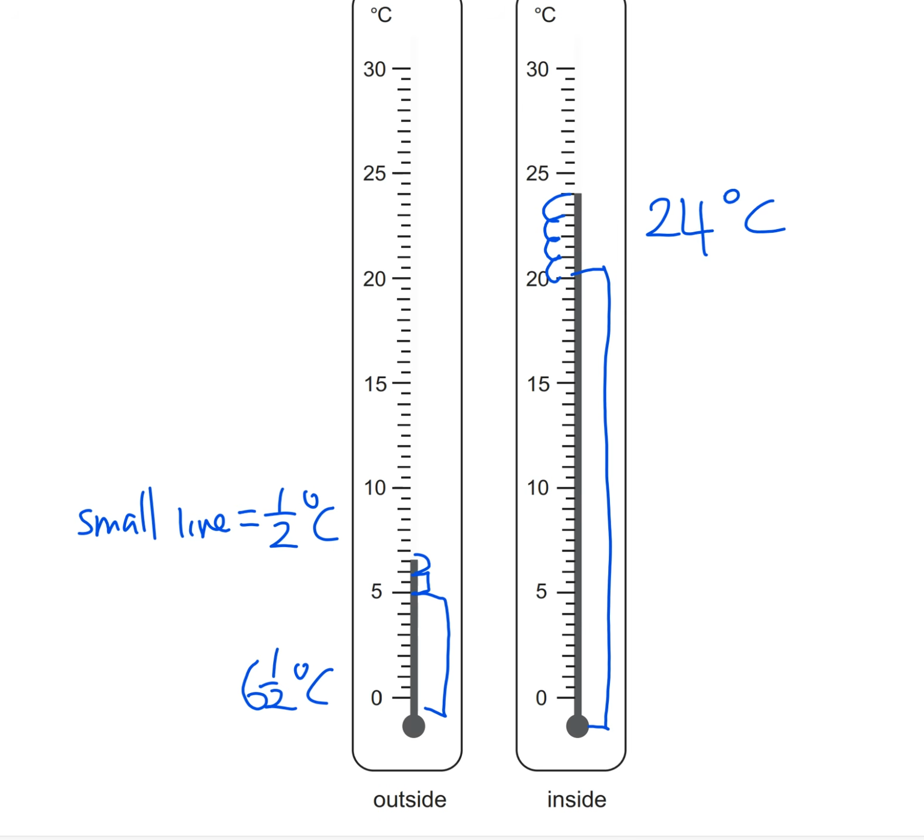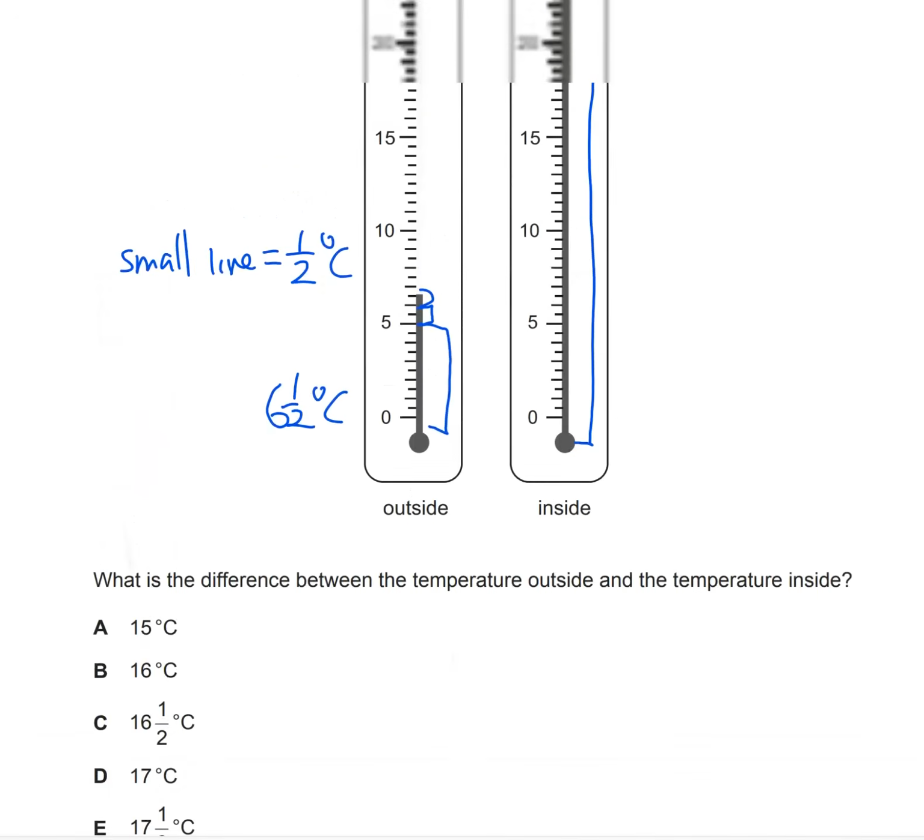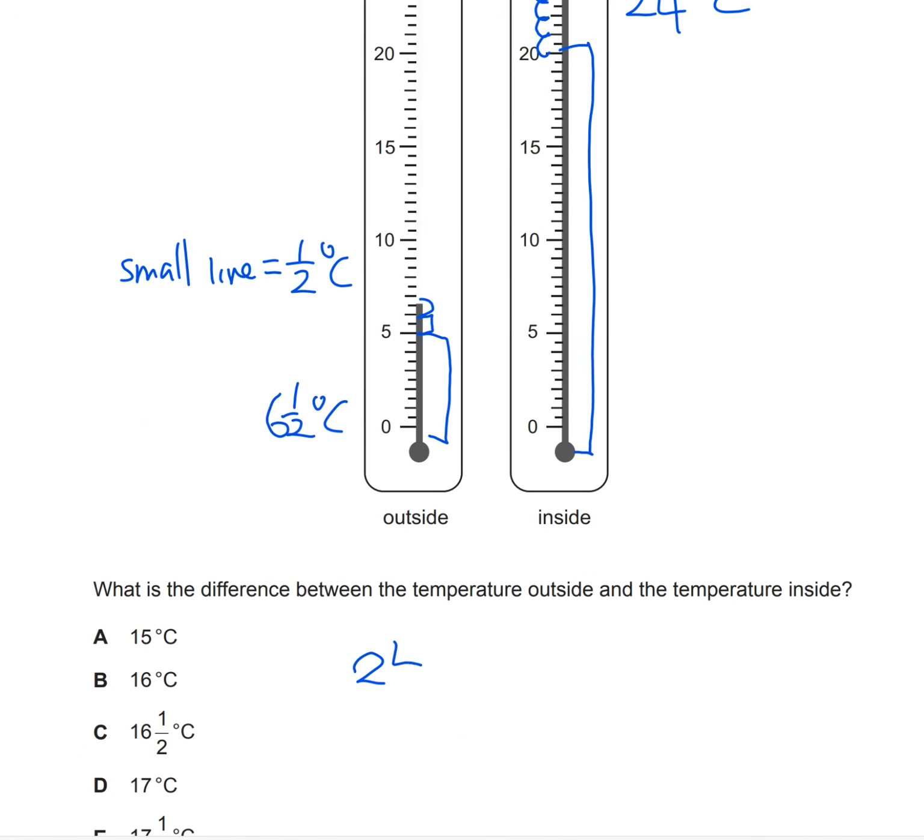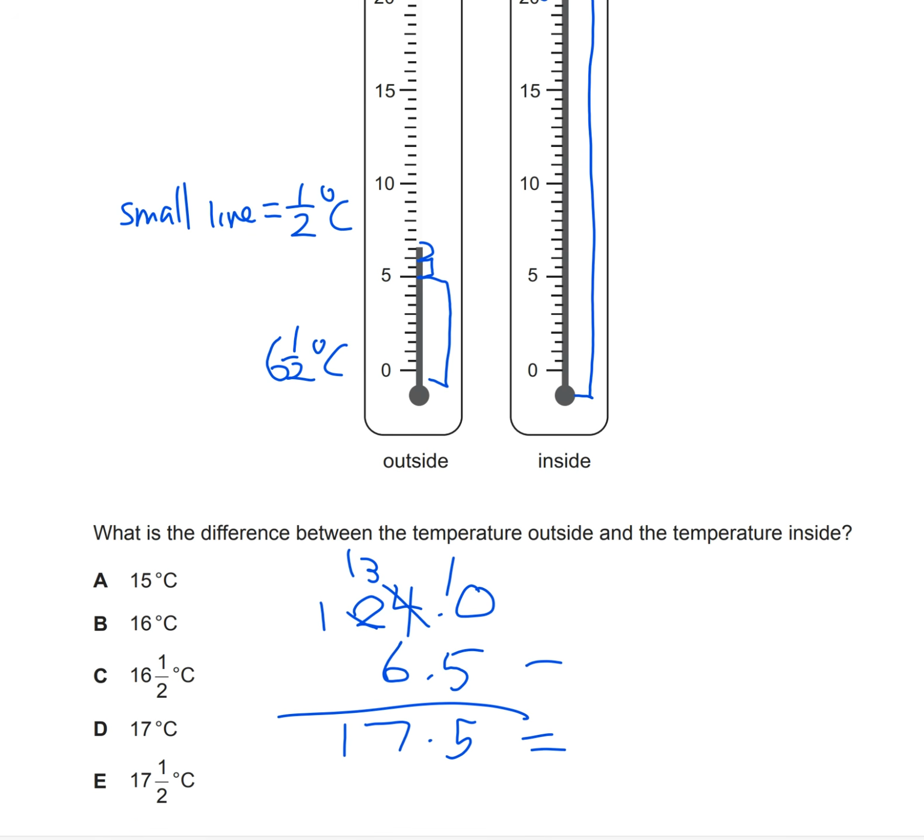So the difference now, we will subtract 24 minus 6.5. Okay, I'll put a 0 there so that we can minus 3. This becomes 5. We can't minus 6 from 3, so we'll borrow. 13 minus 6 is 7. We have 17.5 or 17½ degrees Celsius, option E.